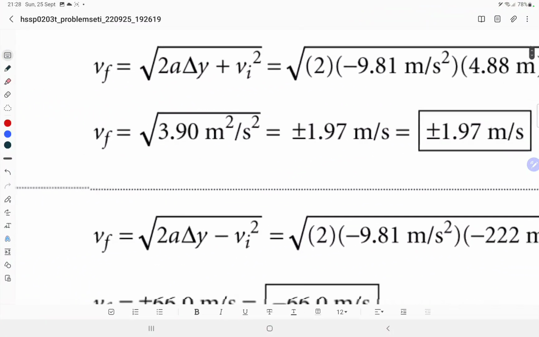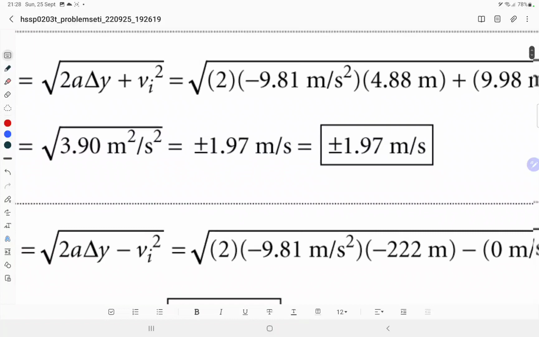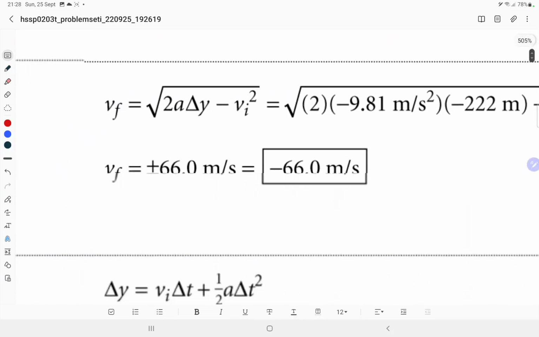By the way, in physics, when we say positive or negative, it depends on the direction. Sometimes I'm going to speak about this when we talk about Newton. If you consider moving up as negative, then moving down is going to be positive. But since we have standardized moving up as positive, you'll take the positive sign, which is 1.97.